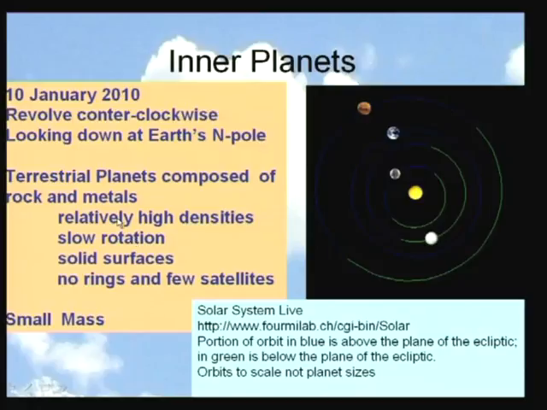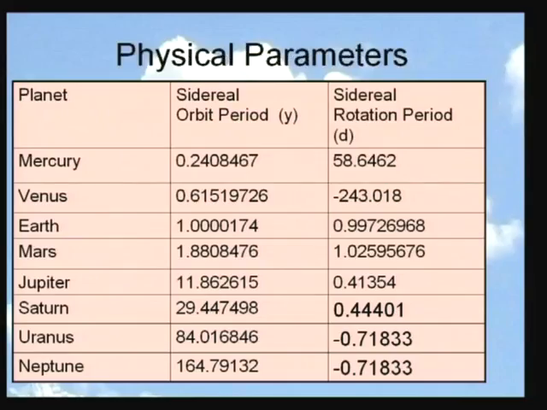They have relatively high densities and slow rotation. So, this shows you the rotation, and this is the rotation period. Mercury has an extremely long rotation period. Mercury and Venus both have pretty long rotation periods. This is 58 days and this is 243 days. This is the rotation period of the Earth Moon binary, and this is the rotation period of Mars, which is comparable to the rotation period of Earth.